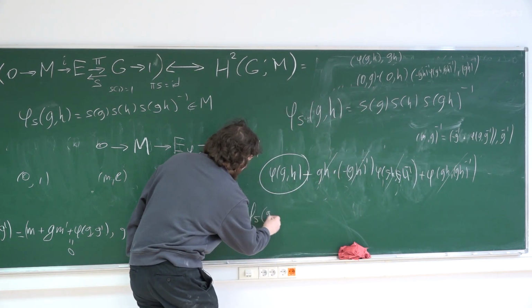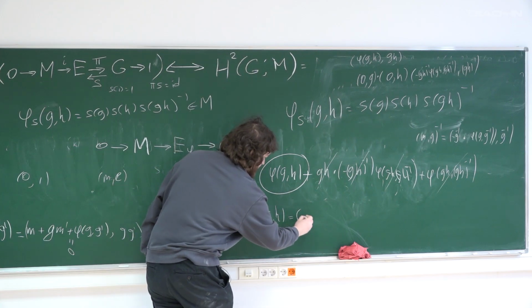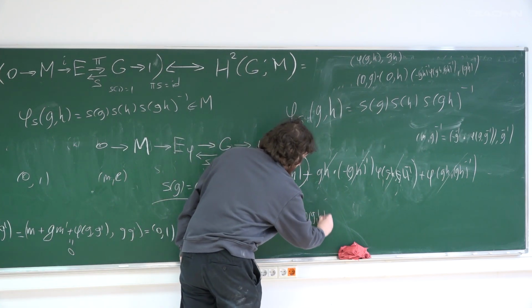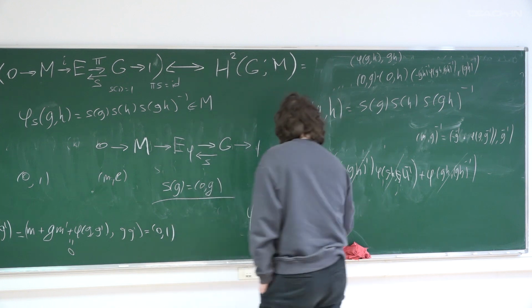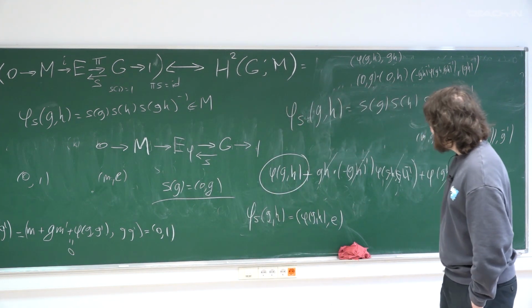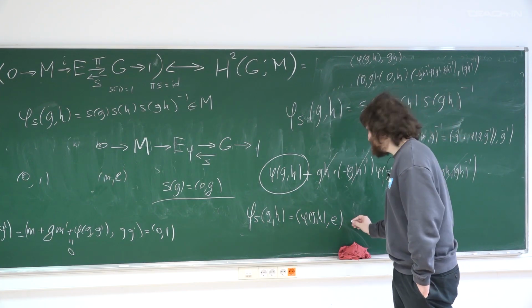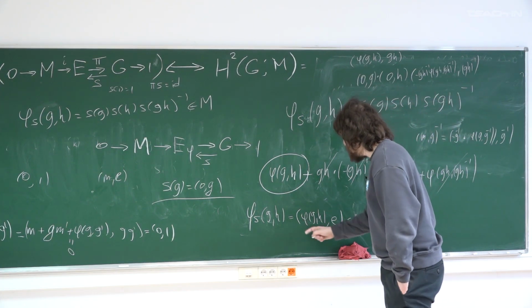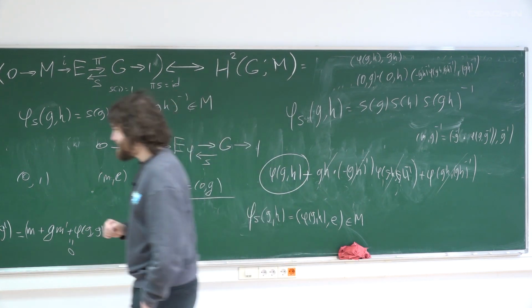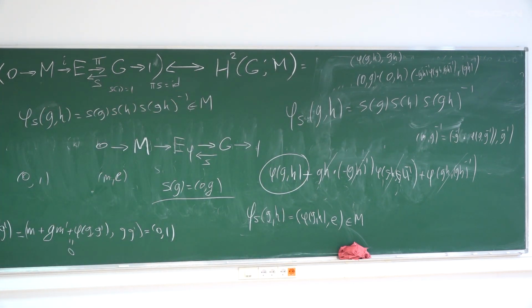Phi s gh equals phi gh unit. By definition, our phi gh is as if we identify these elements with m. It's our cocycle. Do you agree? Yes. Okay.